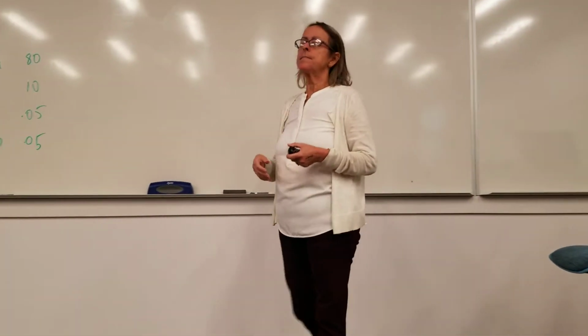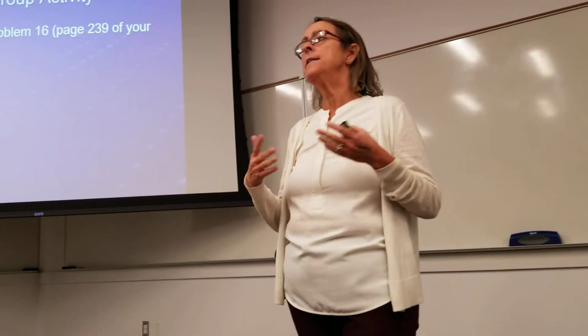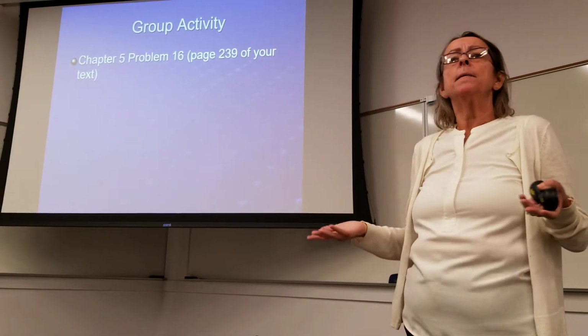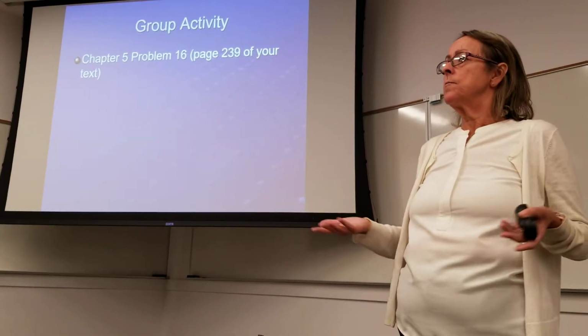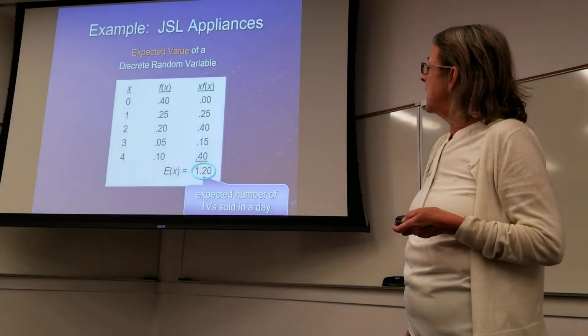But now we're going to talk about, that is what I would call a regular discrete probability distribution. A regular discrete probability distribution, you would have no idea what the numbers were unless I gave them to you. You have no idea how many televisions they sold or what the probabilities were, right? You had to be given the data.